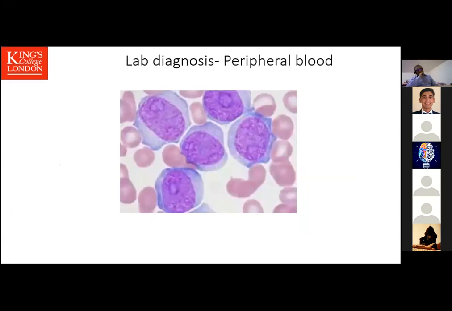Whenever there is an abnormal blood test, the lab technicians look at the Coulter counter report, which is an automated report, and the automated report does flag any abnormal cells. So it will tell you how many neutrophils, how many white cells, how many platelets, and how many abnormal cells there are. That flag will be picked up by the lab scientist, and they will make a blood film. And this is the blood film picture.